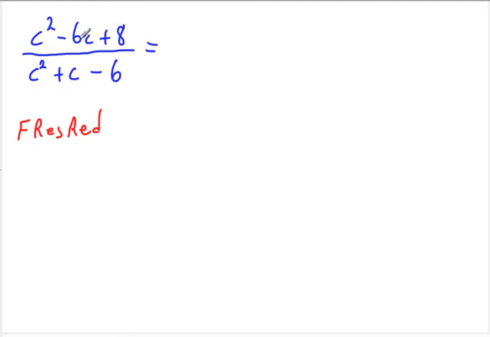Factors of 8 that add to negative 6 would be negative 2 and negative 4. So, c minus 4 times c minus 2. You can see again the factoring's coming back, so we're going to get more practice. If you've already mastered it, then you'll be doing these problems much faster, which is great.